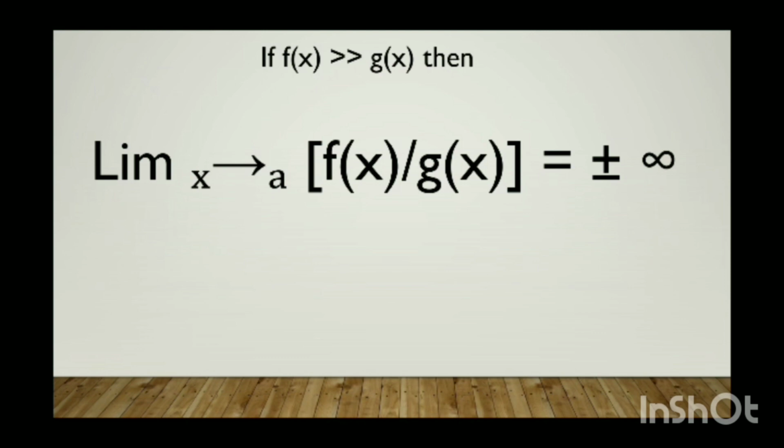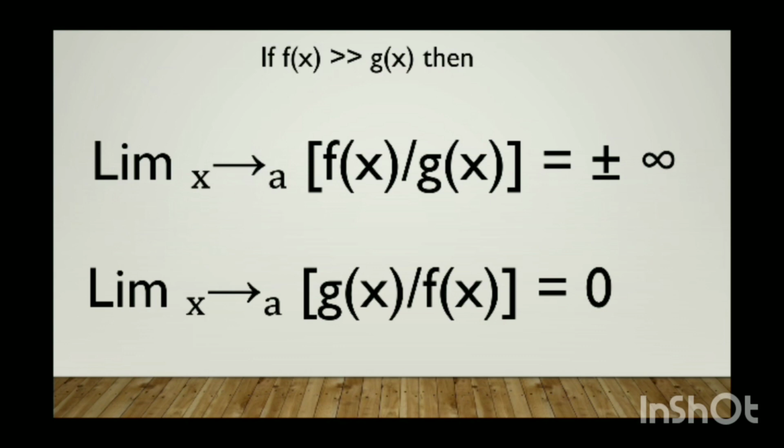When will it be plus and when will it be minus? It depends on the sign of f of x and g of x. So provided f of x is always very much greater than g of x, then the limit of f of x over g of x is positive or negative infinity. But the other way around will be 0: the limit of g of x, the function that is far smaller, over the function f of x in the denominator, will give you 0.